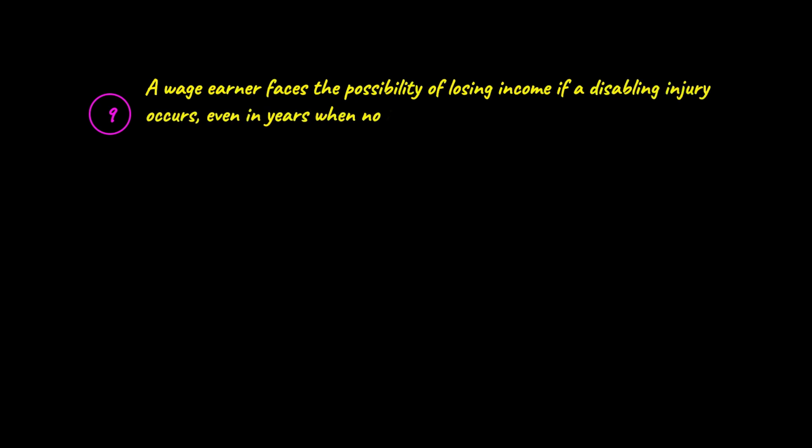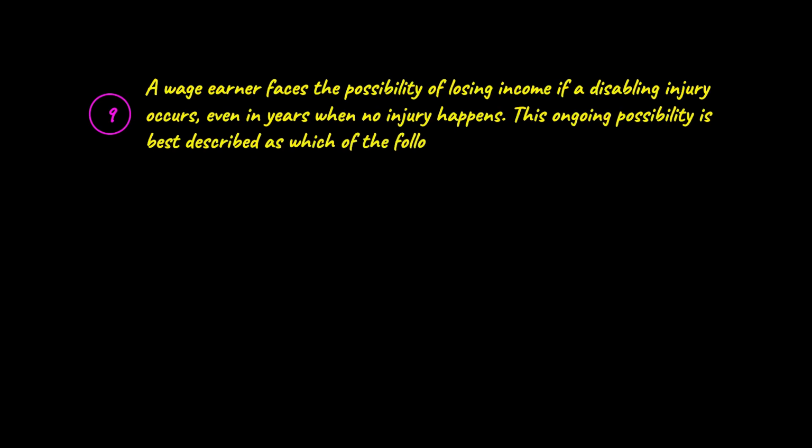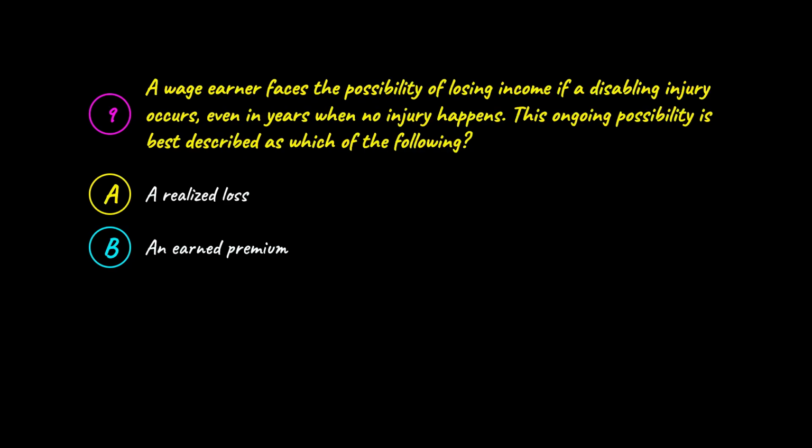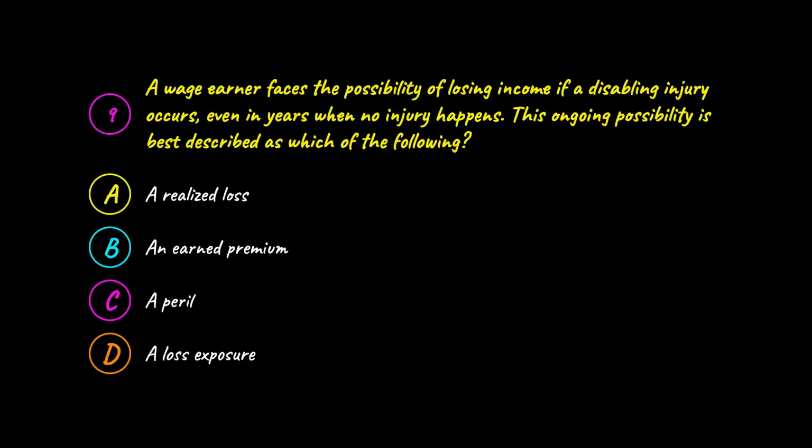Question 9. A wage earner faces the possibility of losing income if a disabling injury occurs, even in years when no injury happens. This ongoing possibility is best described as which of the following? Your options are A, a realized loss, B, an earned premium, C, a peril, D, a loss exposure. Which one is it? Pause the video if you need more time.